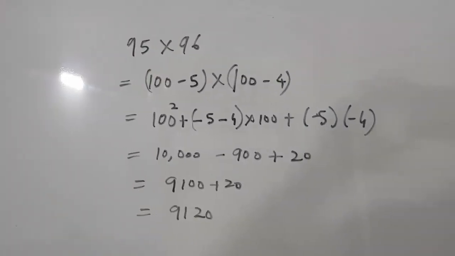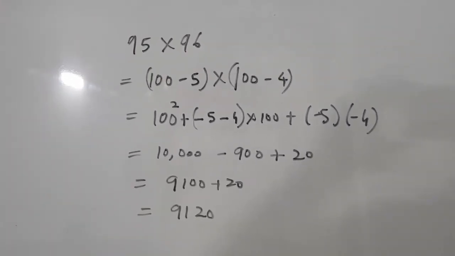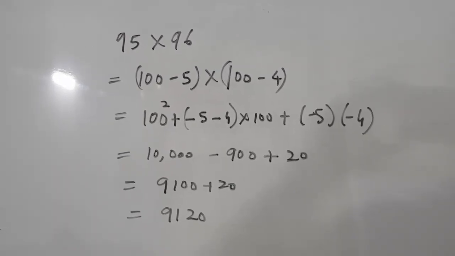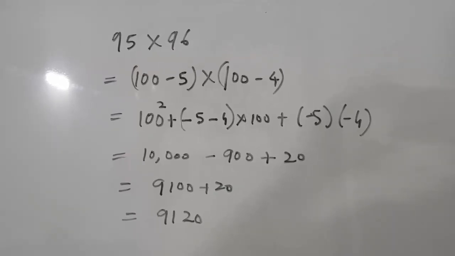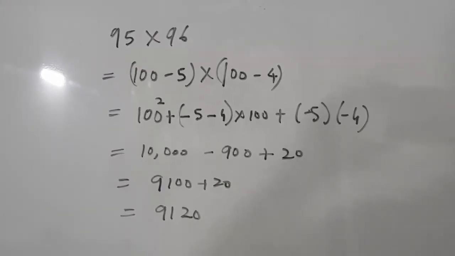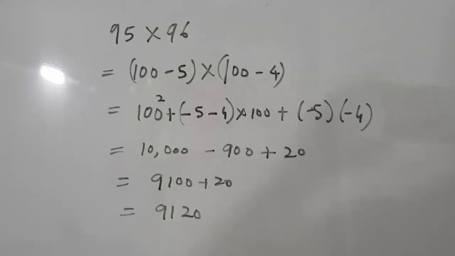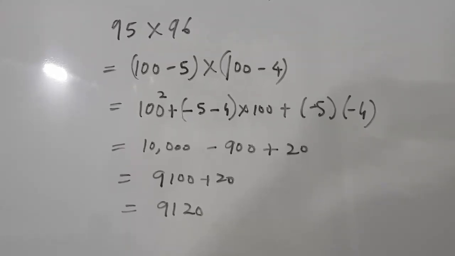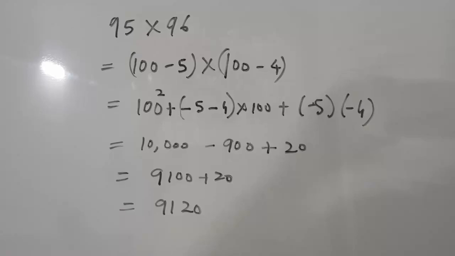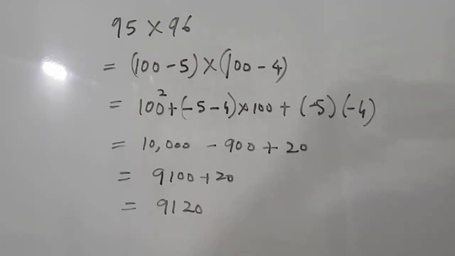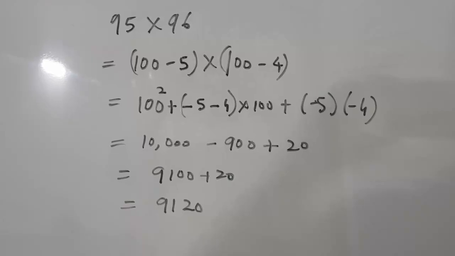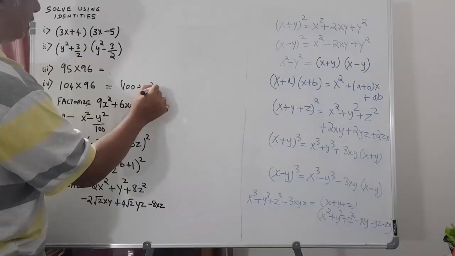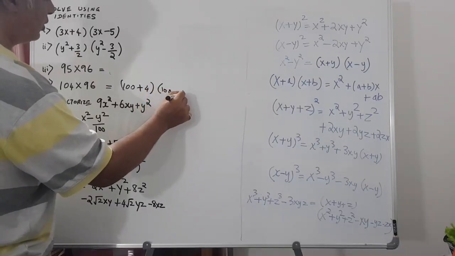Hi friends, so 95 into 96 can be written as (100 - 5) into (100 - 4). So using the (x + a) into (x + b) formula, we get 100 squared plus (minus 5 minus 4) into 100 plus minus 5 into minus 4. So 100 squared is 10,000, minus 5 and minus 4 gives us minus 9 into 100, minus 900, and minus 5 into minus 4 gives us plus 20. So that is equal to 10,000 minus 900 is 9,100, plus 20 is 9,120, into 100 minus 4.